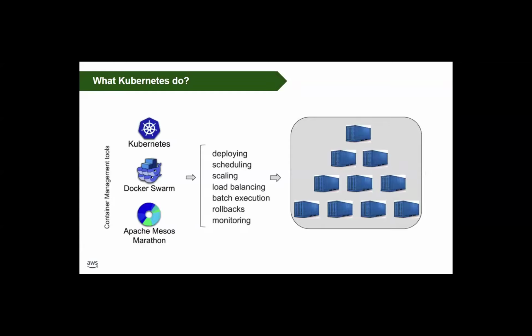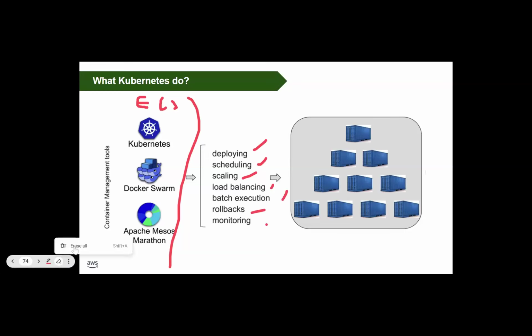So we talked about this, right? Previous week I also mentioned one more, ECS in AWS, and we did an ECS deployment on Docker. ECS is also one of the tools which manages containers. All these tools do deploying, scheduling, scaling, load balancing, batch execution, rollback, monitoring, and everything.